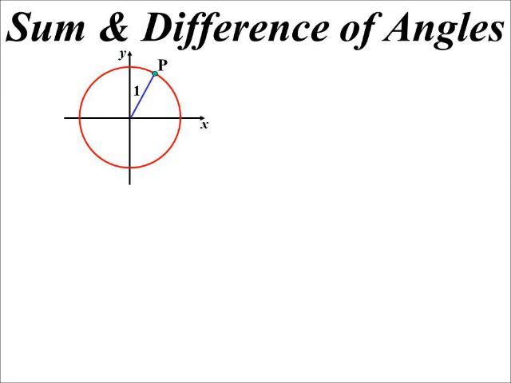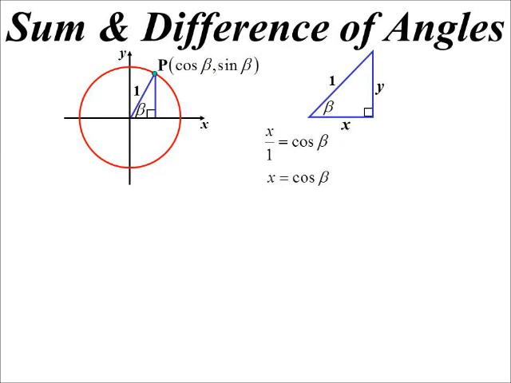There's point P, and I could work out the coordinates of P using that little right angle triangle in there. If I call that angle in there beta, then simple trig to work out the x and the y value. X would end up being the cosine of beta, y would actually be the sine of beta. They're what we call the parametric coordinates of a circle. We'll see more about parametrics later in the term. So okay, it's got the coordinates cosine beta, sine beta.